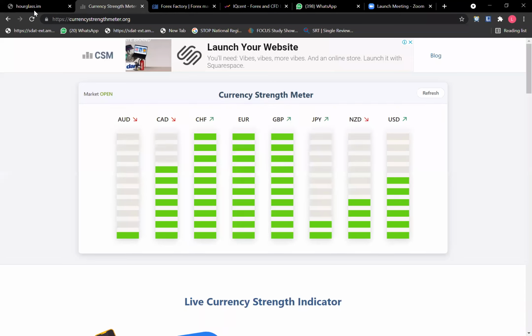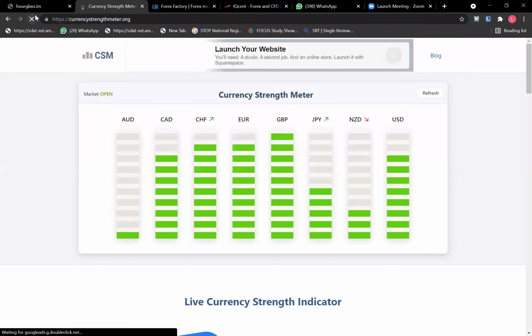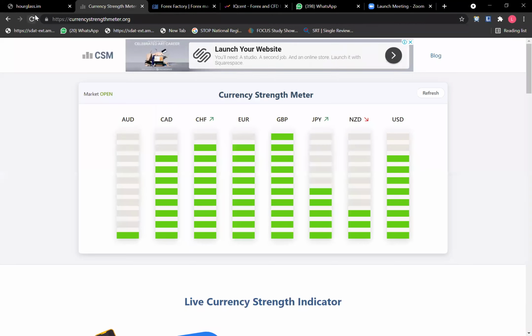So yes, I was about to round up the currency strength meter, and I want to believe everybody understands it so far. Like I said, if the first currency is stronger than the second currency, what are we doing? We're buying. If your second currency is stronger than the first currency, what are you doing? You're selling. Now, how do you know your first and second currency?